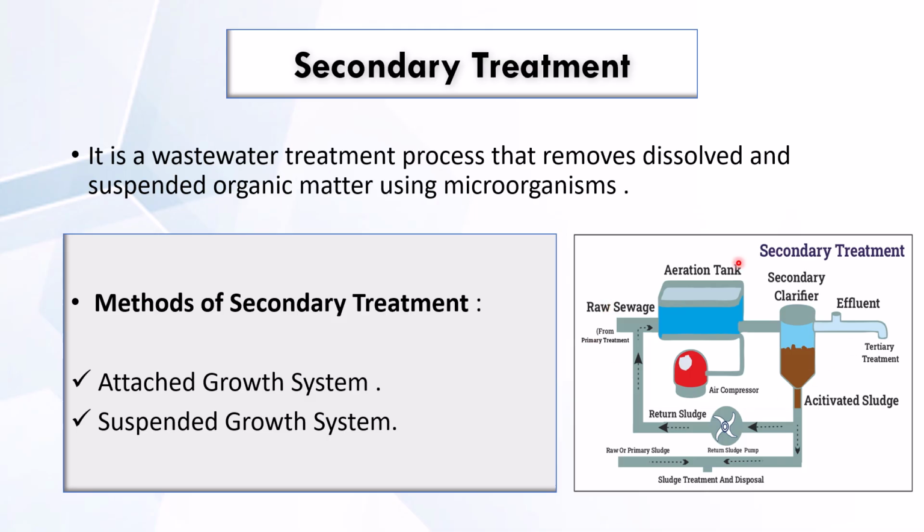So here is the whole process of the secondary treatment. From here, the raw sewage is coming. This is the aeration tank, or you can say the suspended growth system, where the microbes and the wastewater are mixed thoroughly and air is being given from this side. And after that, when the microorganisms eat the biodegradable materials.